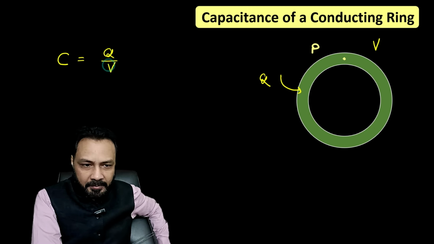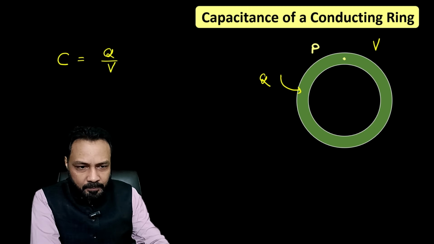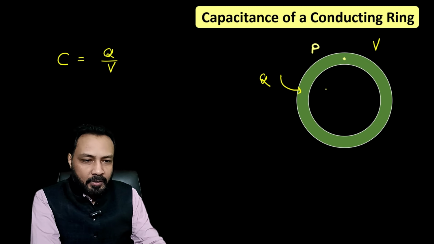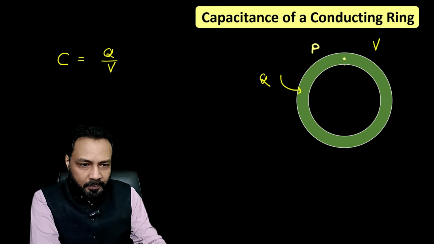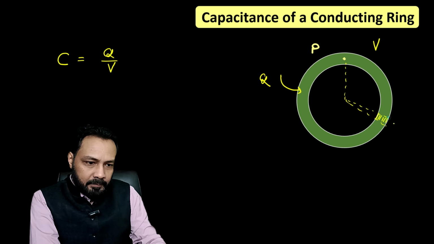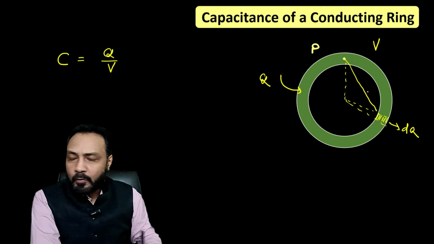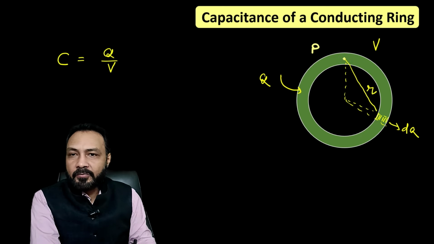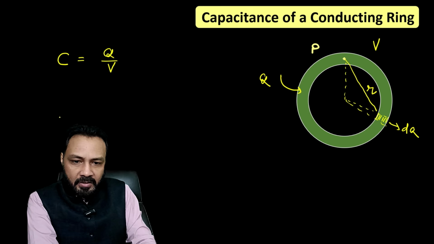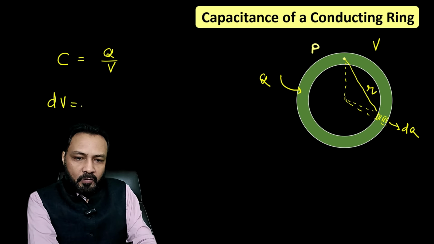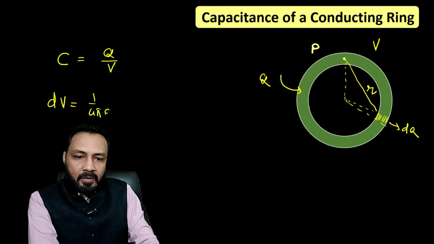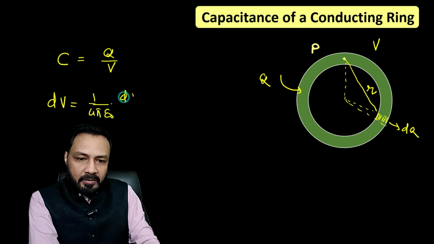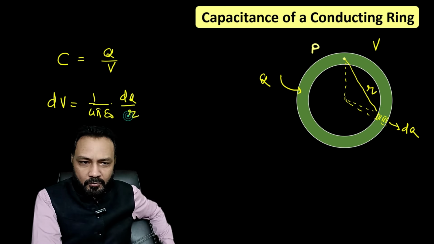But there is a problem here. What is the problem? Suppose to calculate the potential at point P, I take some element, say this element, dq, and this distance is, say, r. So the potential at point P because of this element would be dV equals 1 over 4 pi epsilon naught, dq by r. So far so good.